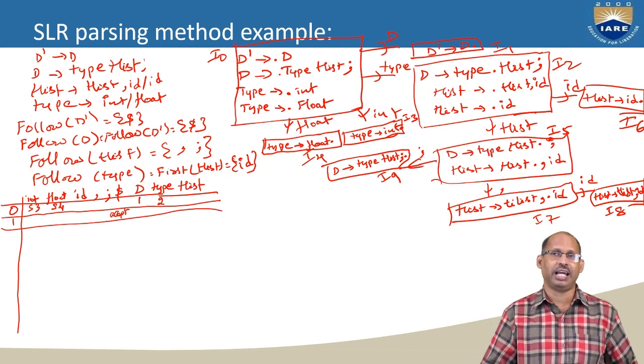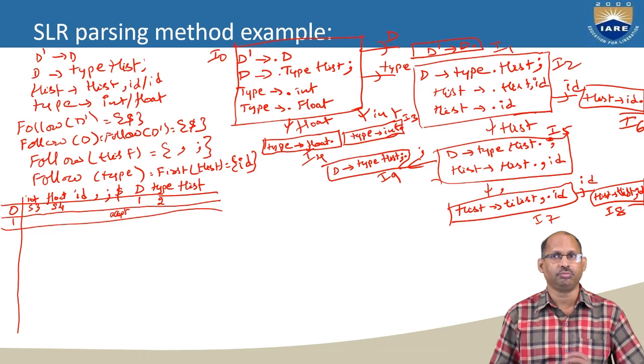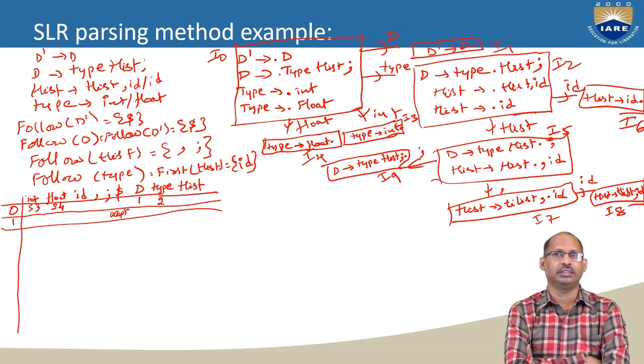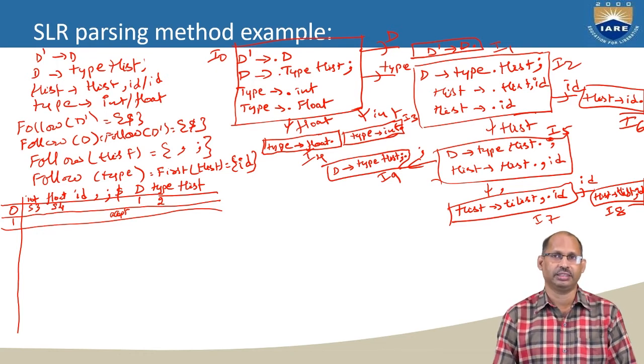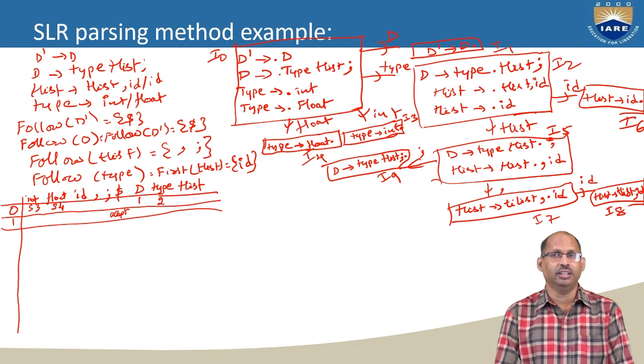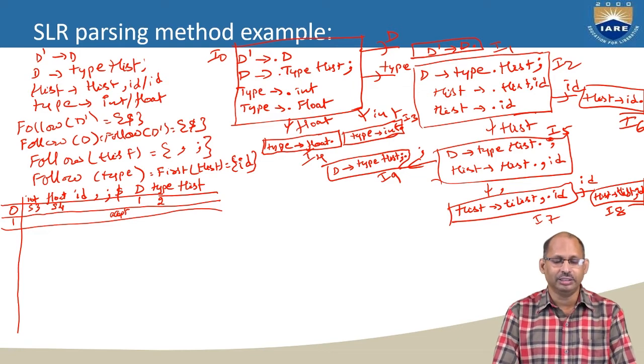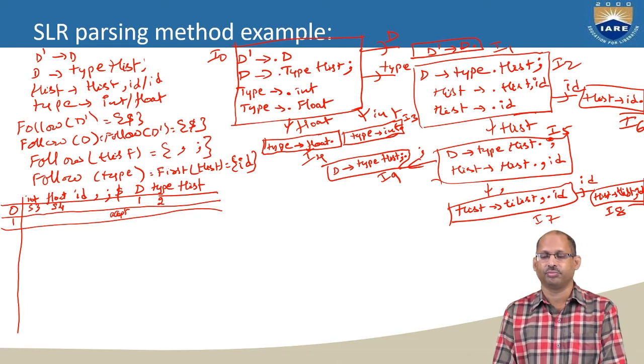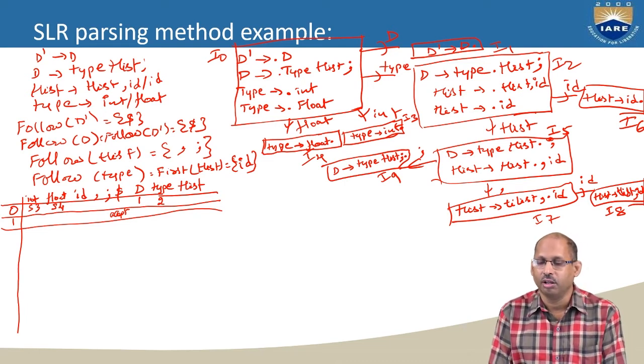State I1 is simply accept. Is it clear? I1 is accept. Now, I2.